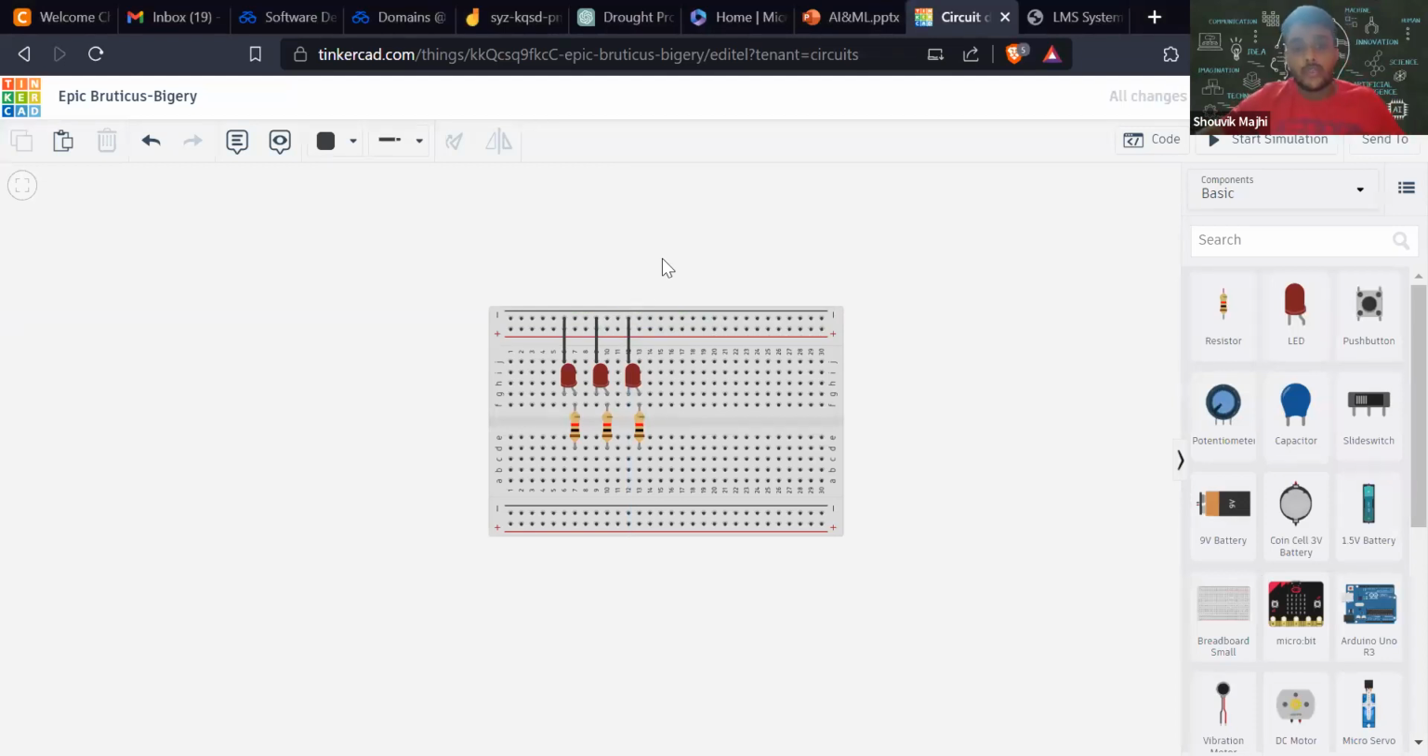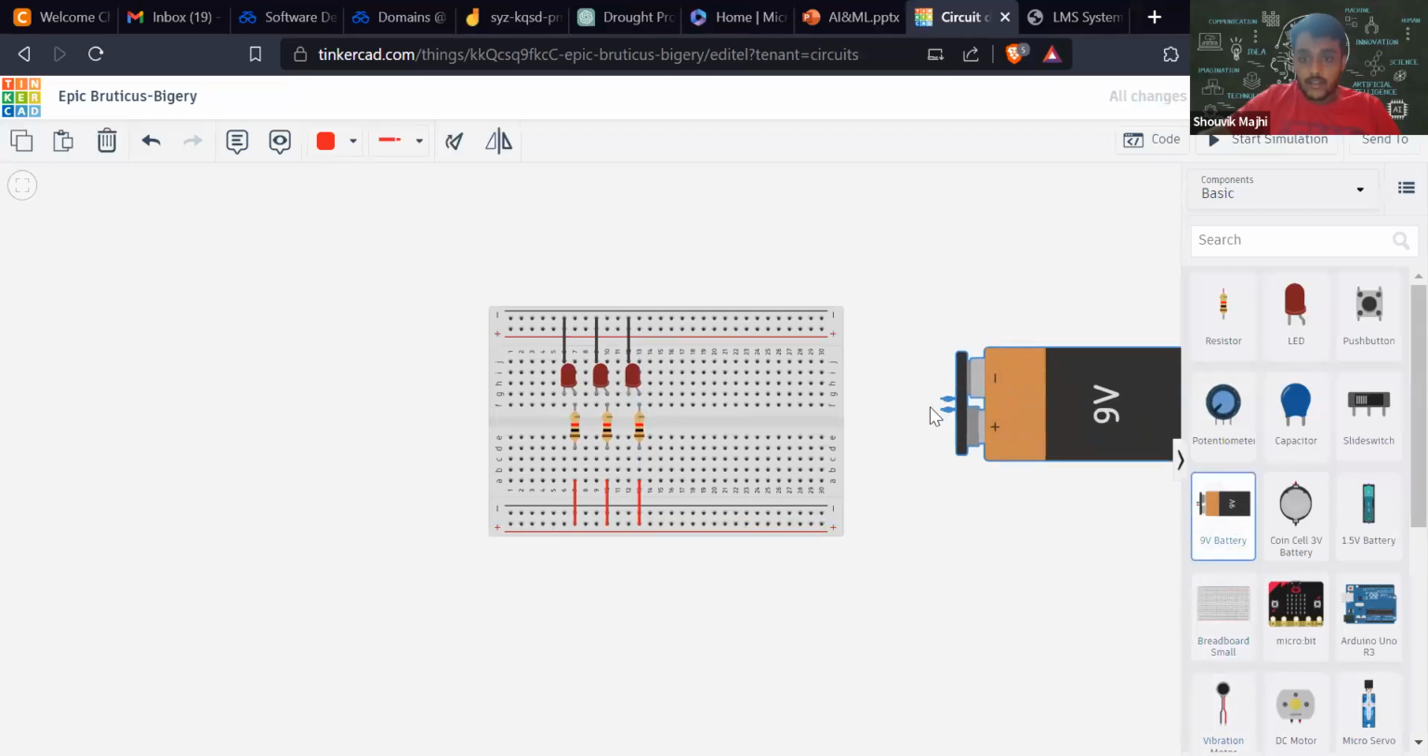Right. So the connection of my cathode is done. Now let us connect the anode. So let us take it from the positive side. Let's color code it as red. Go to the positive side and go to the positive side, right?